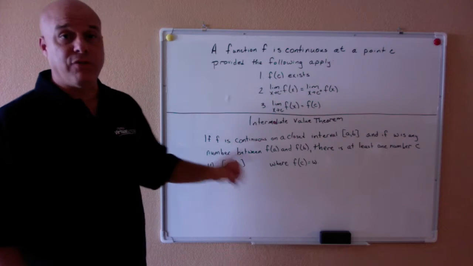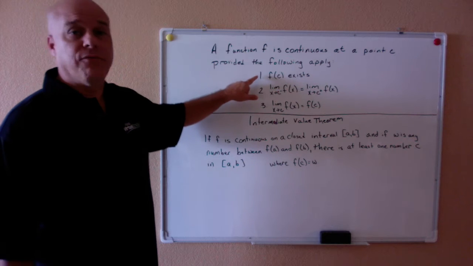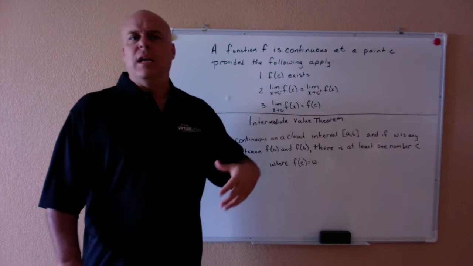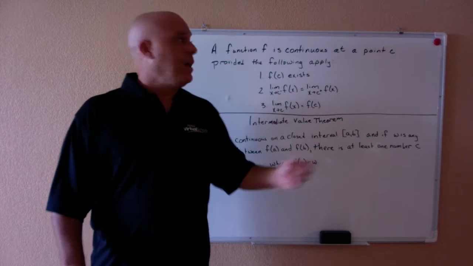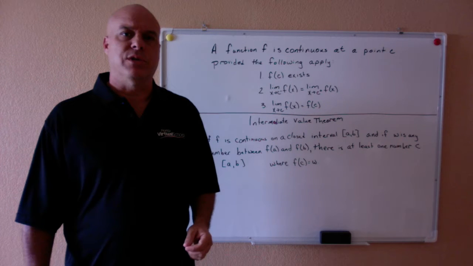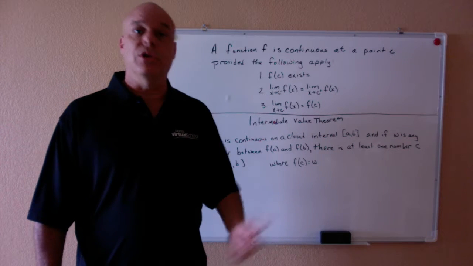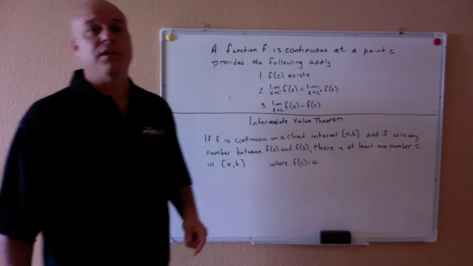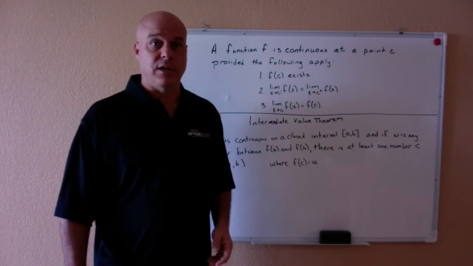The first thing we have to show is that the value of the function at c actually exists. So if I were to plug in whatever the c value is, say my c value is 2, I want to know if the function is continuous at 2. If I plug 2 into the function, do I get a value? If I don't, then this first condition is not satisfied and the function is not continuous.